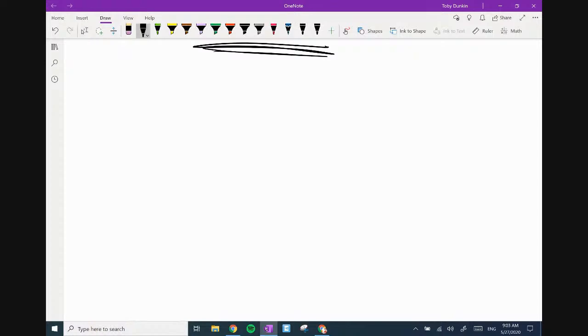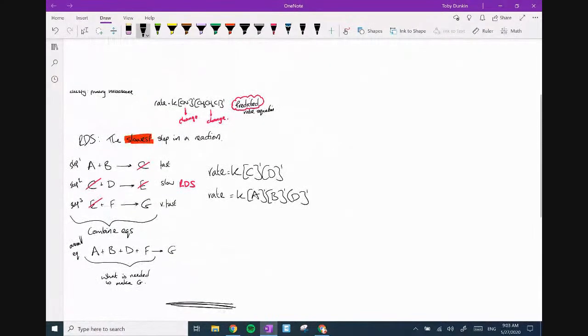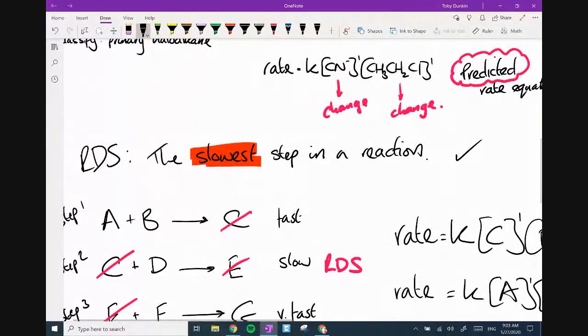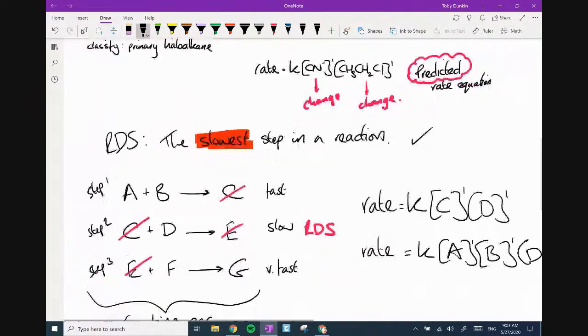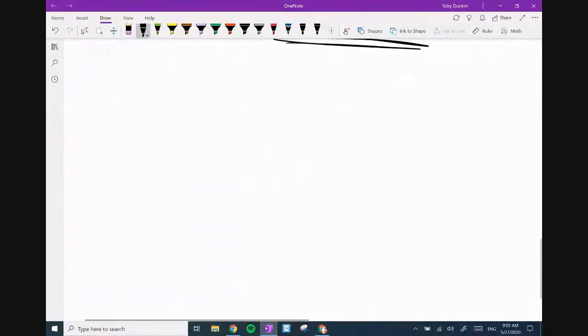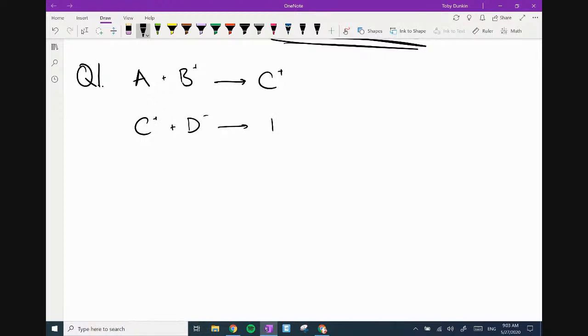Okay, so we know what RDS is. It's the slowest step. You need that one. Tick that off. You know it's the slowest step in a reaction. We know this. Next, let's do this via questions. Question 1. Let's go for A plus B plus goes to C plus. C plus D minus goes to E. And E plus F goes to G.